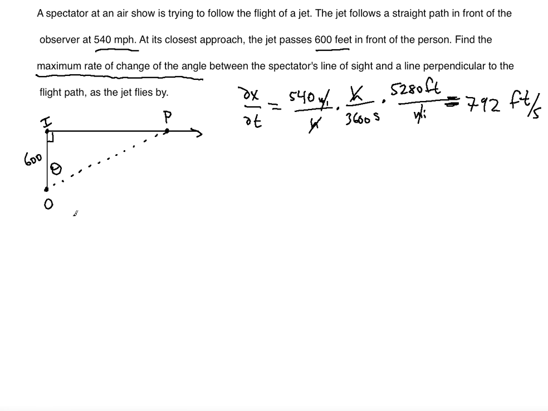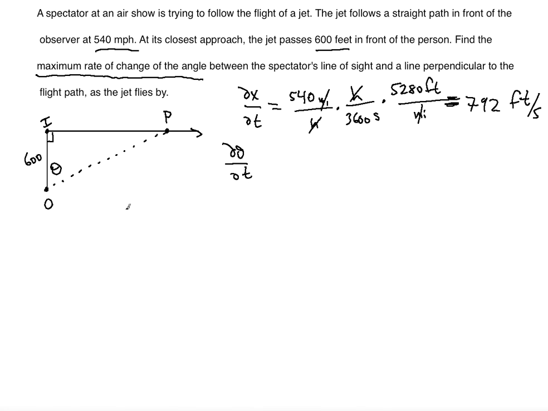So now you might say, so what are we looking for? The maximum rate of change of the angle with respect to time, right? So that means we need to find d theta divided by dt. That's what we need to find. So you might say, but how do we derive it? How do we even find that?